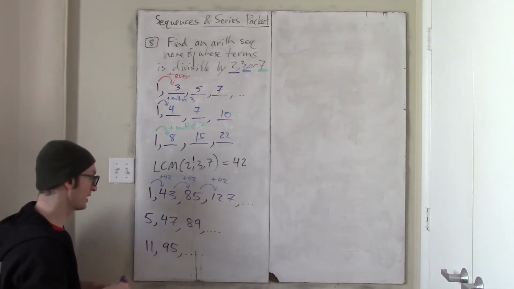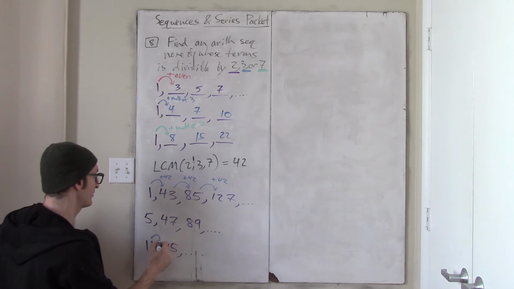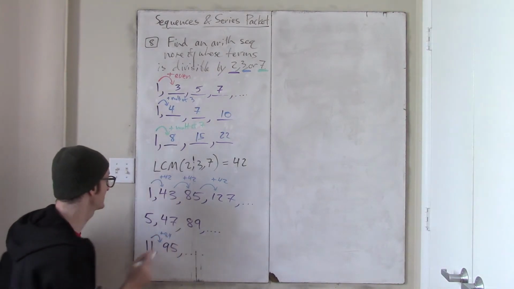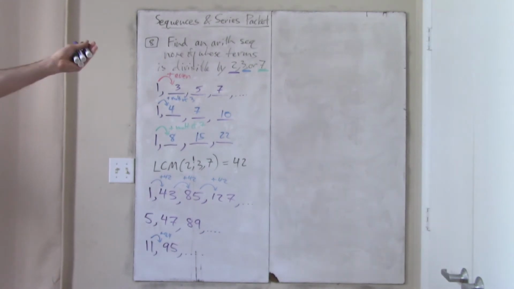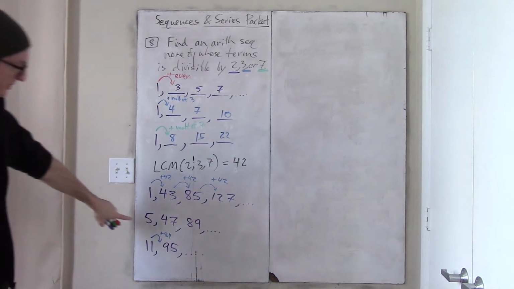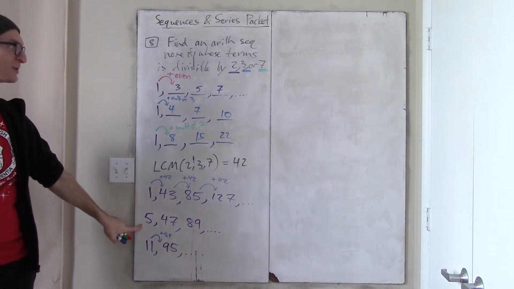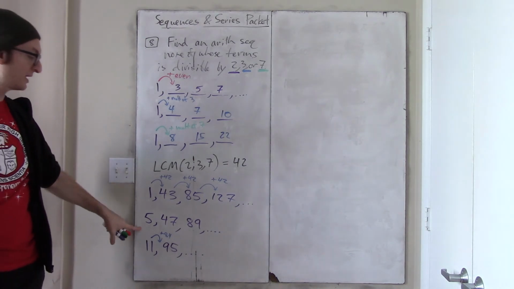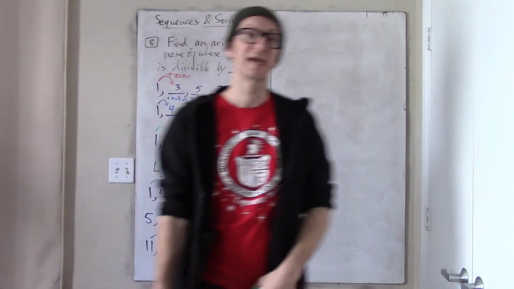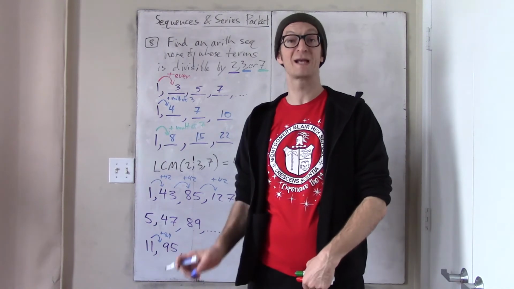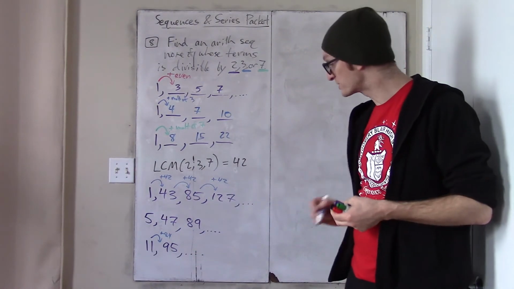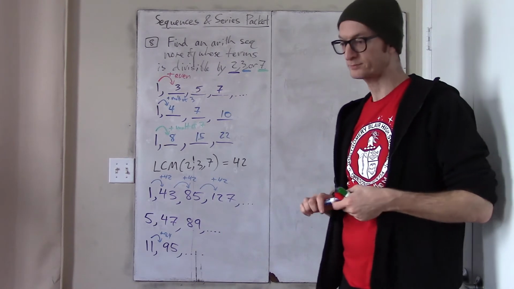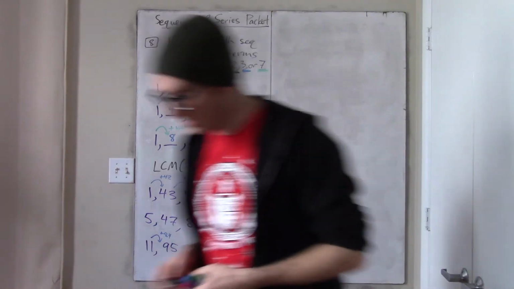The most general answer to this problem is that the set of sequences that have this property are the sequences which begin with numbers which are themselves not multiples of 2, 3, or 7, and in which the common difference is divisible by 2, 3, and 7. In other words, 42 or some multiple of 42. Okay, that was very thorough.